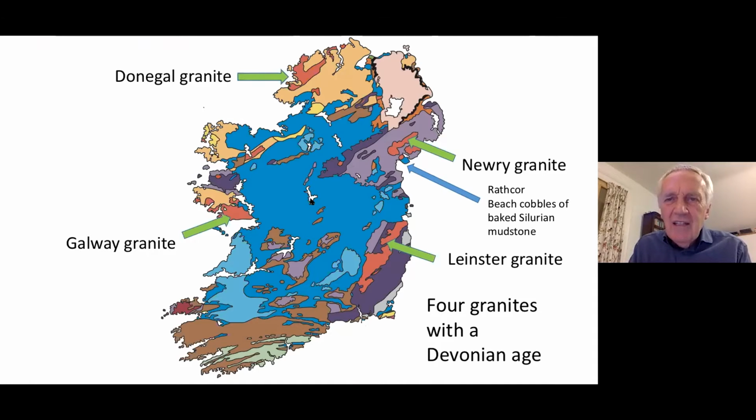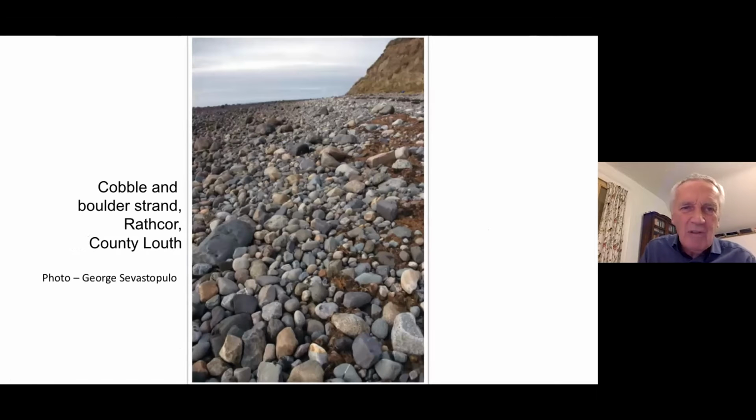And the granite is thought to be from the Newry granite, which has been brought by the ice to the coast. And where the granite came across adjacent Silurian mudstones, it heated them, and they were baked and turned into that rock called hornfels. So here's the cobble strand at Rathcore.